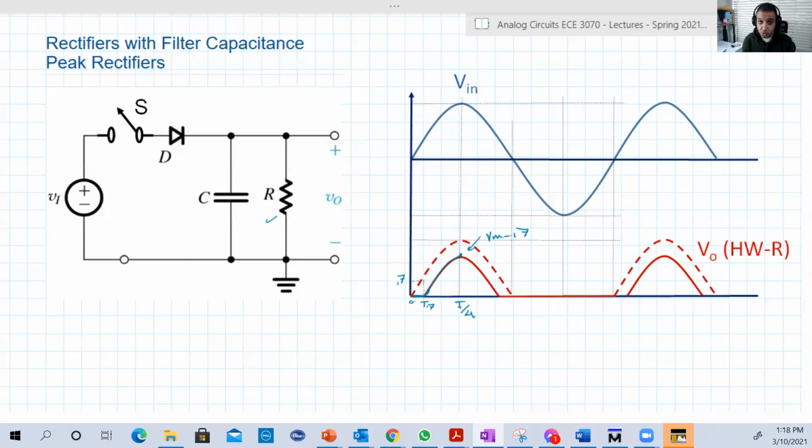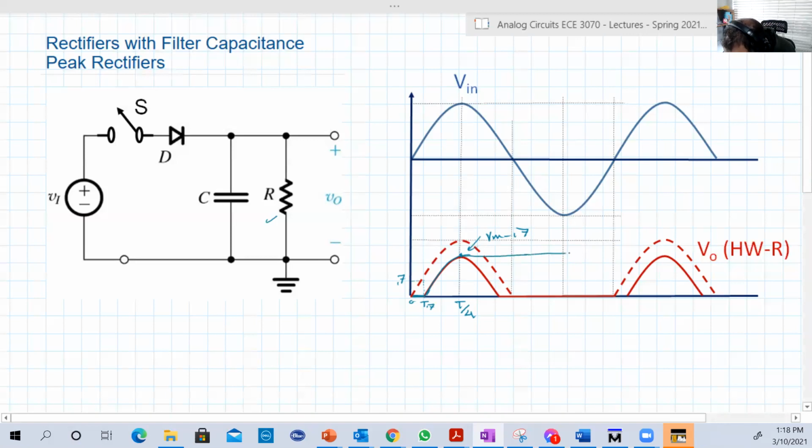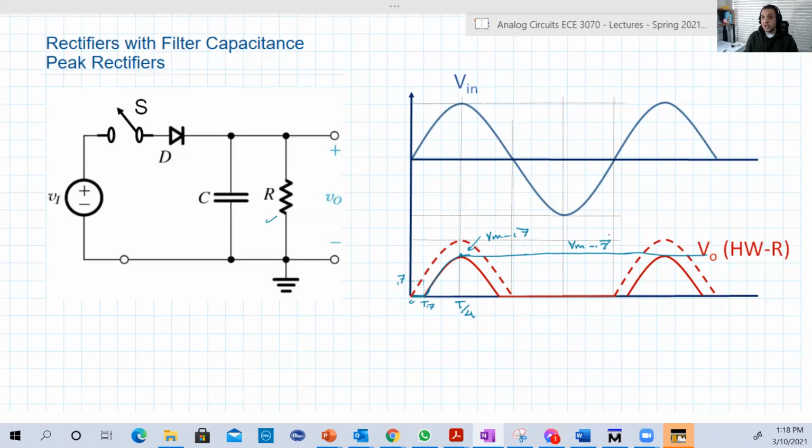This is if there is no load connected, or if the load is equal to infinity, basically an open circuit. So the output will be completely perfect DC like this, and this value is Vmax minus 0.7. If the diode is ideal, or if it's not a silicon diode but some other diode that has a very small voltage drop, not 0.7, the ideal model will be very valid in that case.